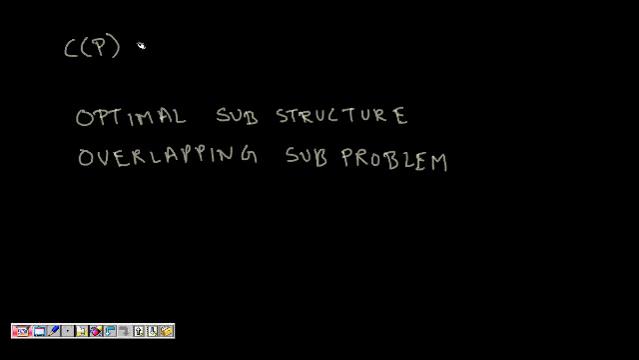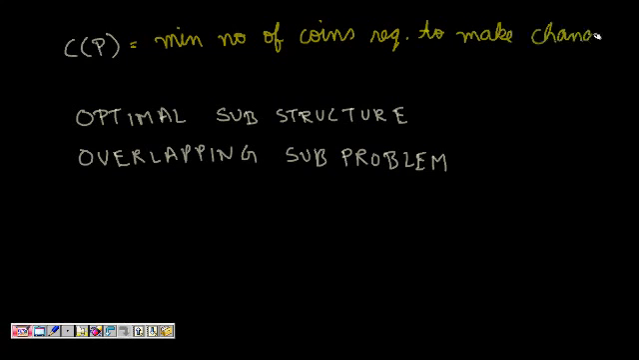So we start here, C of P, that is the minimum number of coins required to make change for amount P. Now we have to write our problem recursively, that is, using solutions for smaller values. Can I solve C of P, the problem for bigger values?